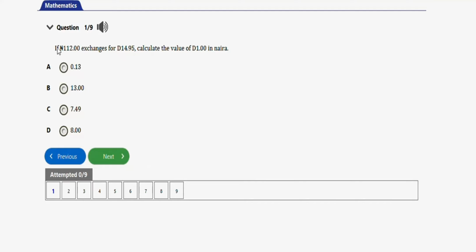Question 1 says, if 112 naira exchanges for 14.95 D, I can actually recognize this currency, calculate the value of 1 D in naira. So guys, this question is very simple. Just simple logic we apply. You begin by saying, if 112 naira exchanges for 14.95 D, then how much will 1 D exchange in naira?